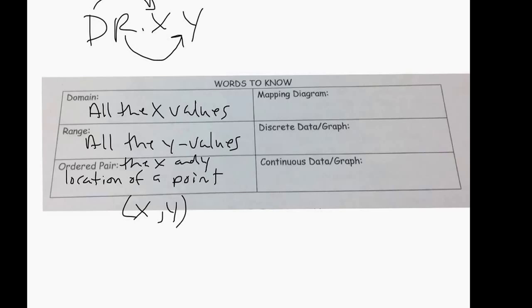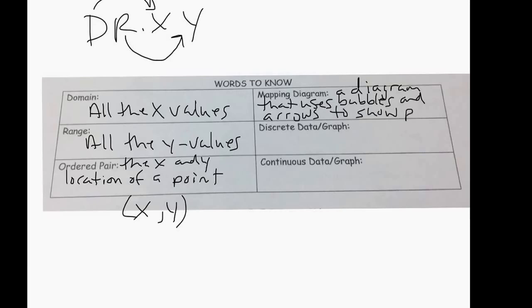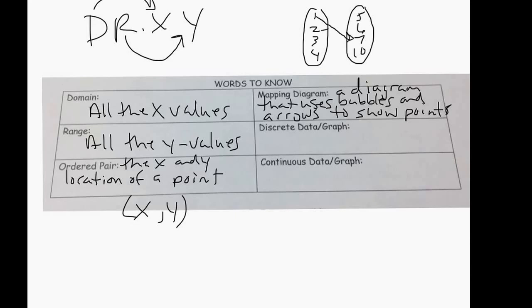A mapping diagram is a diagram that uses bubbles and arrows to show points. So that may sound weird that I said bubbles, but by bubbles we mean bubbles like this. And you would put your numbers in here: 1, 2, 3, 4, 5, 6, 7, 10. And so if 1 went with 7, you would draw an arrow 1 to 7, 2 to 5, 3 to 10, and 4 to 6. And I'm just making up those numbers just to show you what a mapping looks like.